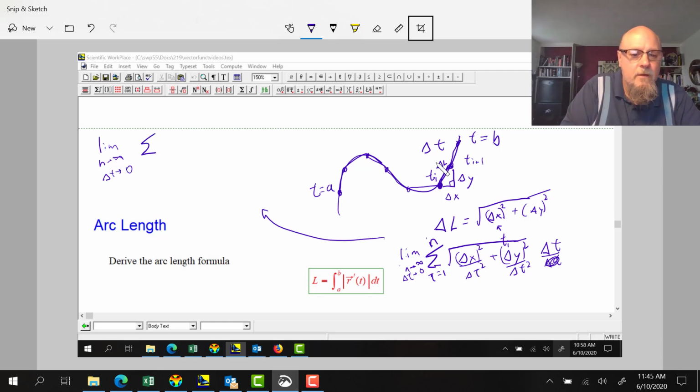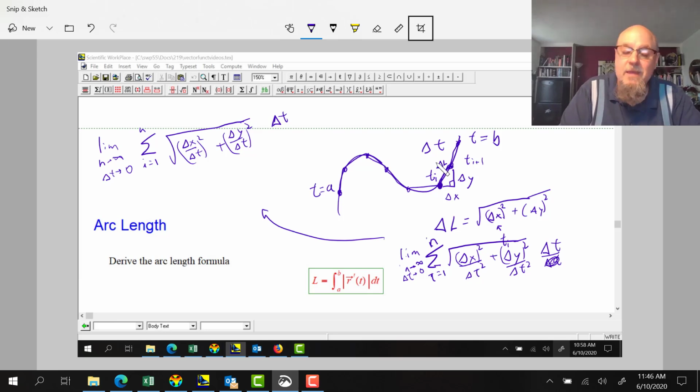the sum from i equals 1 to n of the square root of, now that's delta x over delta t squared plus delta y over delta t squared, square root, and there's still a delta t out here, a little change in time. Now, as n goes to infinity and delta t goes to 0, this here looks like y, that looks like x, that looks like the x prime, right?